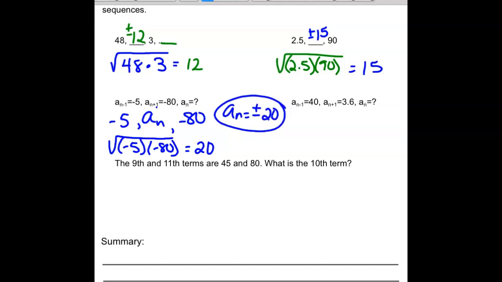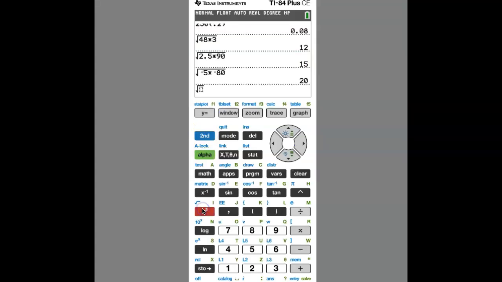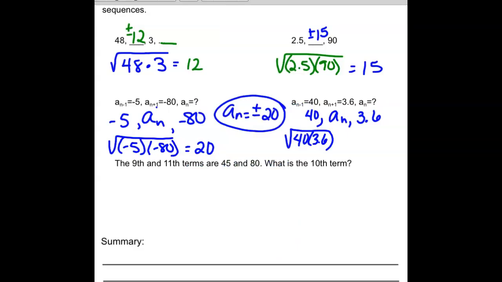All right. Same thing for this one. Our previous number is 40. We're looking for the nth term. The number after the nth term is 3.6. All right, so we want to square root 40 times 3.6. And we get an answer of 12. So our nth term could be positive or negative 12.